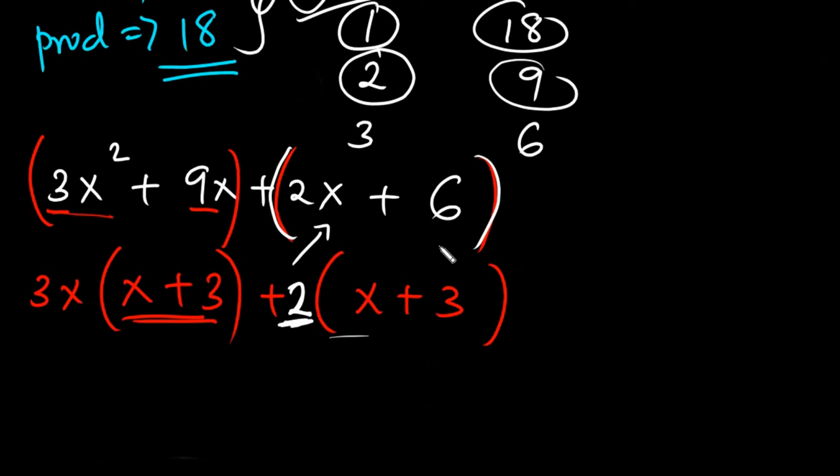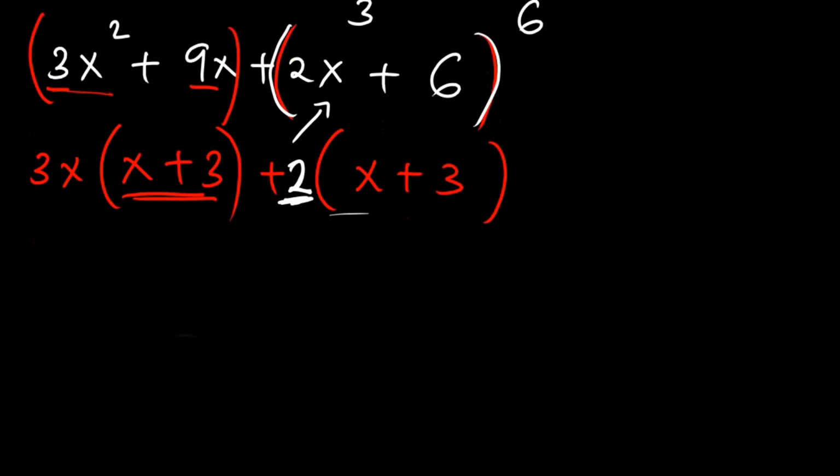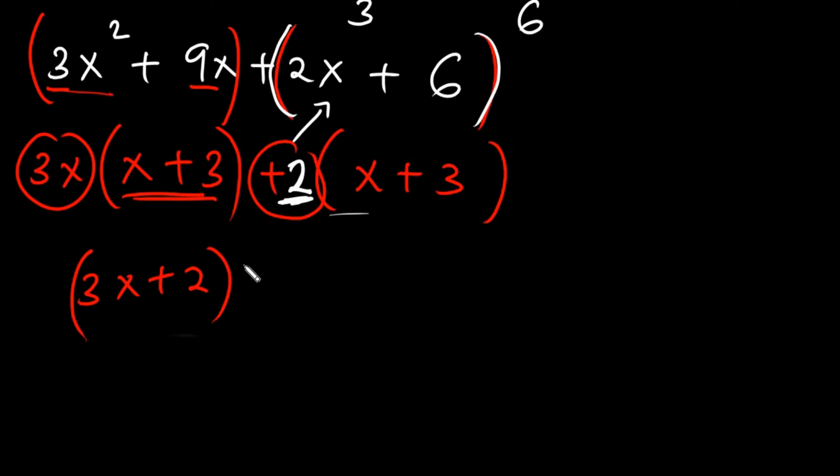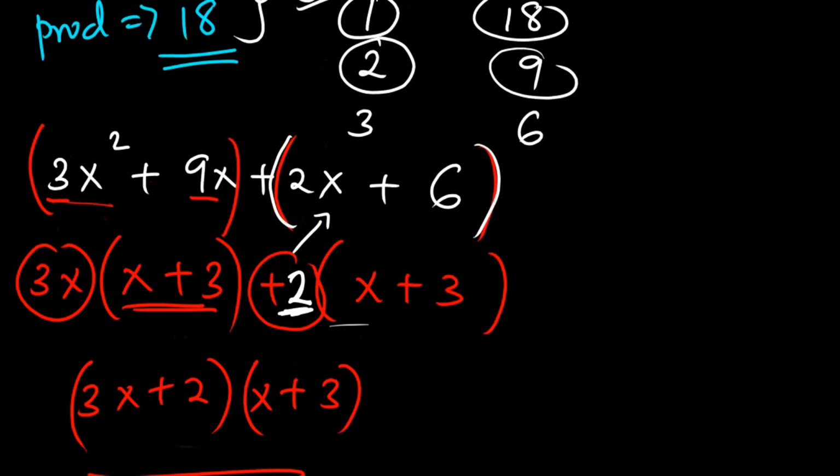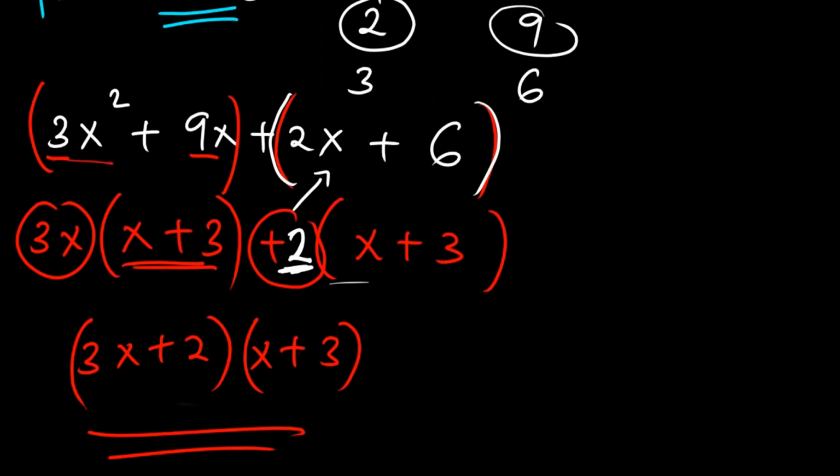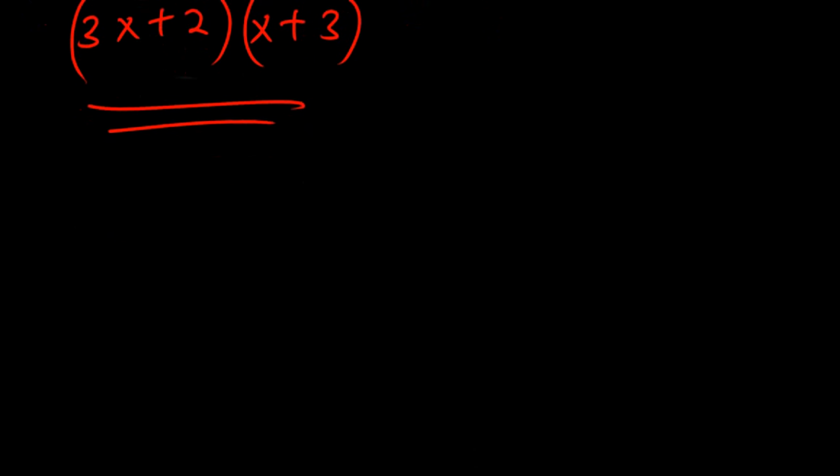And then what we do is that we pick this and this. So it's going to be 3x plus 2. So we group it that way. And then we now take x plus 3. And that is how to factor that quadratic expression. So let's look at yet another example so that we can understand in a much better way.